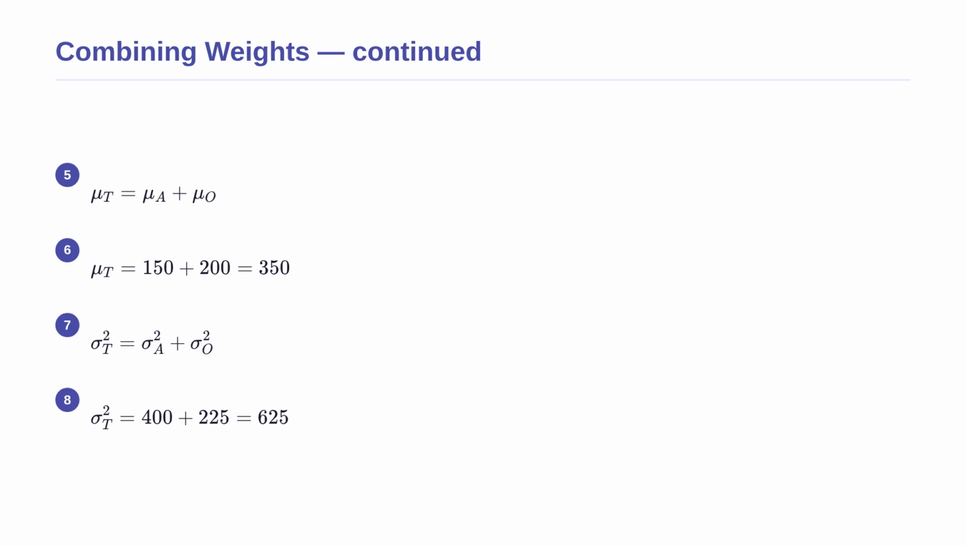We calculate the new variance by adding the individual variances. Because the weights are completely independent, we simply add the apple's variance of 400 to the orange's variance of 225. This gives a total combined variance of 625 grams squared.